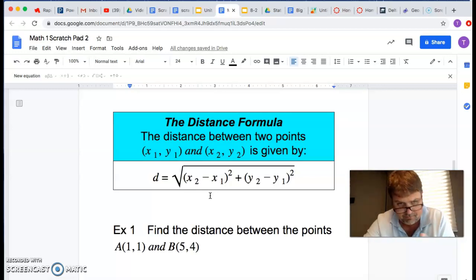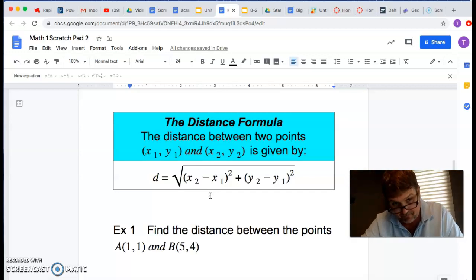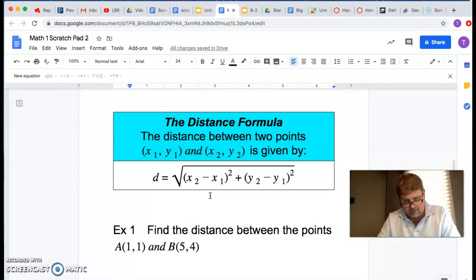So what this thing's doing, it says the distance formula, the distance between 2 points, x1, y1, and x2, y2, those are ordered pairs, is given by this formula here: d equals the square root of the differences in the x values squared plus the differences in the y values squared. Okay, now it might look messy, but it's fairly easy to use.